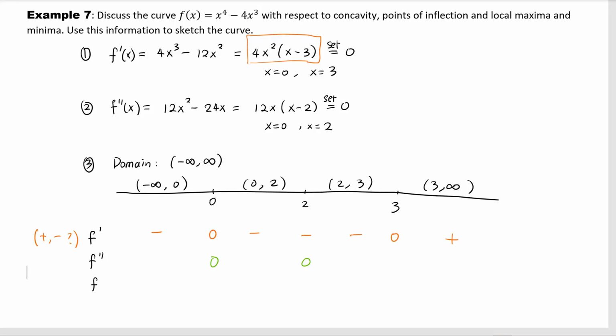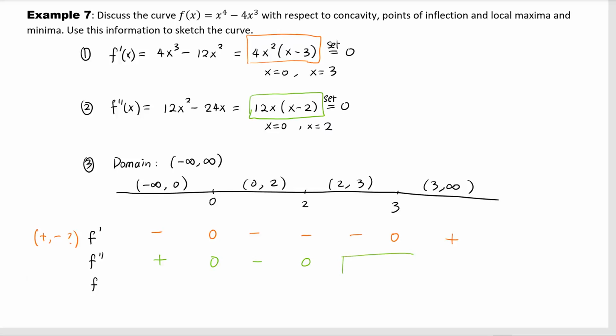Okay, from -infinity to 0, we can pick -1, and then we plug in the factored form of f prime prime. So 12, and then -1 is negative, -1 minus 2 is -3 is also negative. 2 negative give us what? Positive. And then here we can pick 1. Okay, so 1 is positive, 1 minus 2 is -1, that's negative.